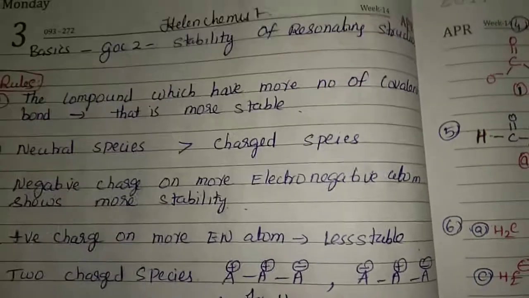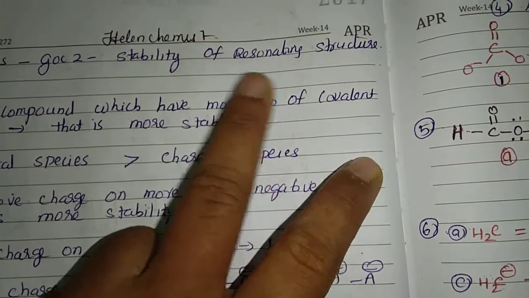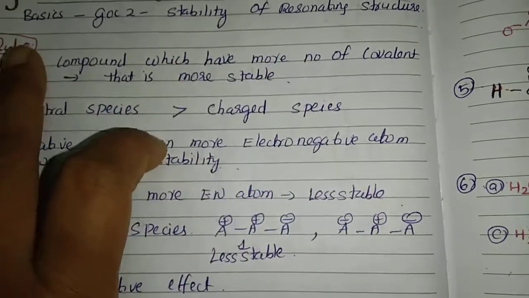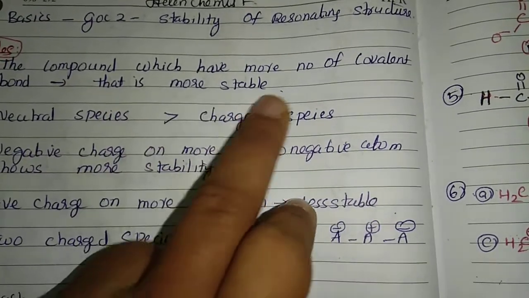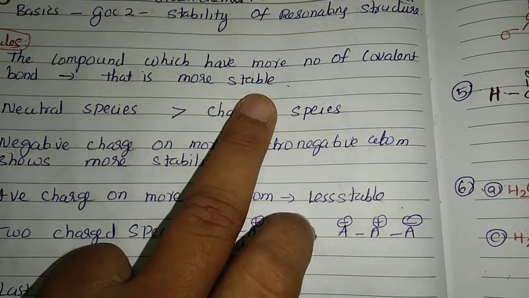Today's topic: stability of resonating structures. How to find the stability of resonating structures. Rules: the compound which has more number of covalent bonds is more stable.